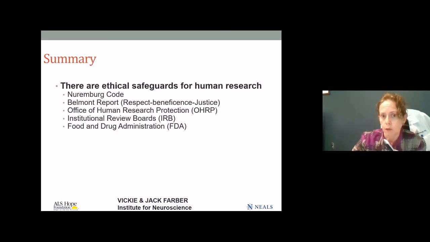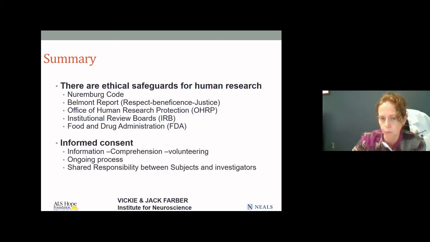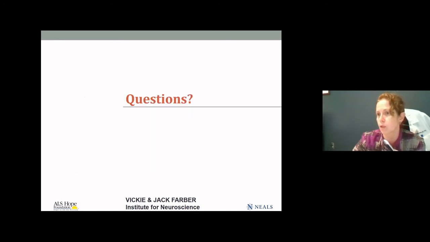So there are ethical safeguards. We mentioned the major ones, the Nuremberg Code, the Belmont Report, and the current safeguards of any research done in this country: the Office for Human Research Protections, the Institutional Review Boards, the Food and Drug Administration. Informed consent is a process in which information, comprehension, and voluntariness are the basis. It's a dynamic and ongoing process, and there are shared responsibilities between the patients and the investigators. So thank you very much.